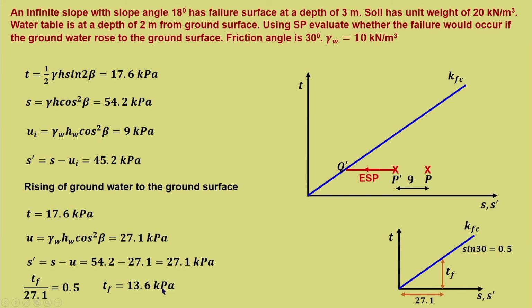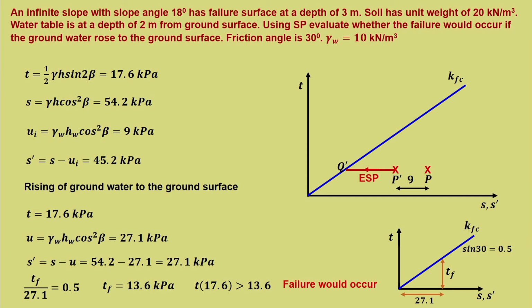So, TF is equal to 13.6 kilopascal. Now, what is the strength available at S dash of 27.1? The strength available is 13.6 kilopascal. But what is the stress T at 27.1? The stress T is 17.6 kilopascal. Now, the stress T, 17.6, is greater than the strength, hence the failure would occur. So, that is how we try to analyze the given situation.